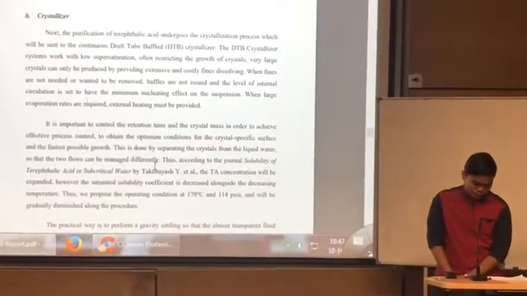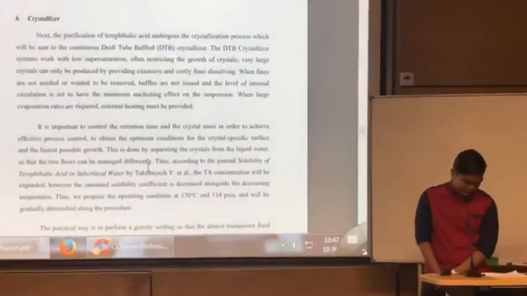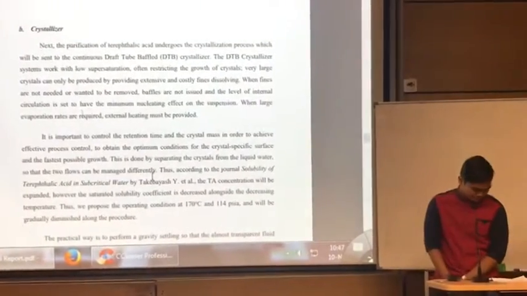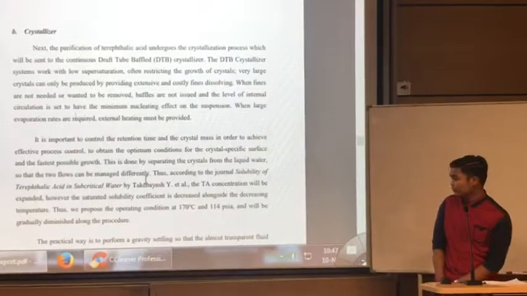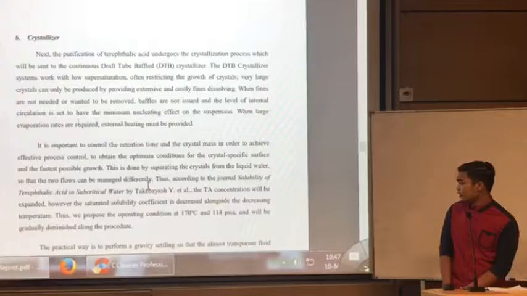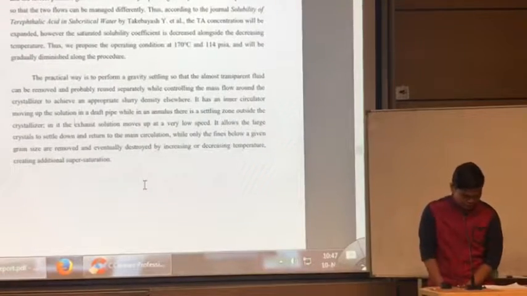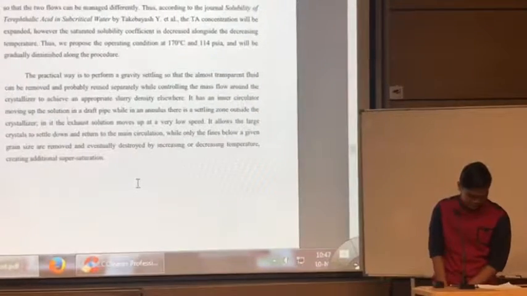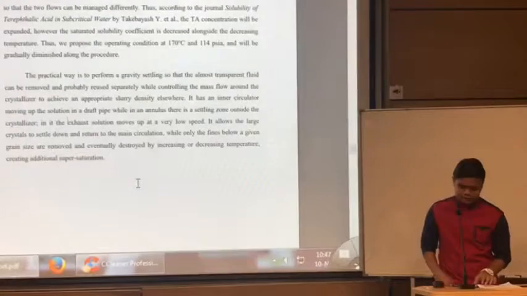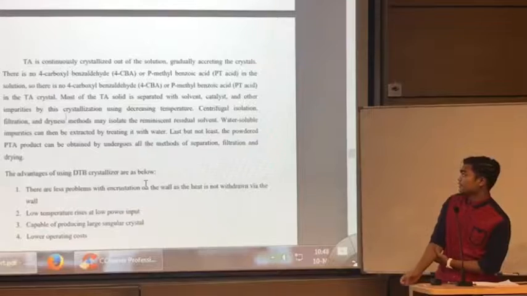So moving on to the crystallization part in the DTB. DTB works with low supersaturation. DTB can restrict the growth of crystals. Large crystals are commonly produced by intensive dissolving. So the operating condition we propose for the DTB crystallization process is 180 and 140 psi. It is also important to control the retention time and crystal mass to achieve effective process control. This can be done by separating crystal from water. TA is continuously crystallized out of the solution, gradually accreting the crystal.